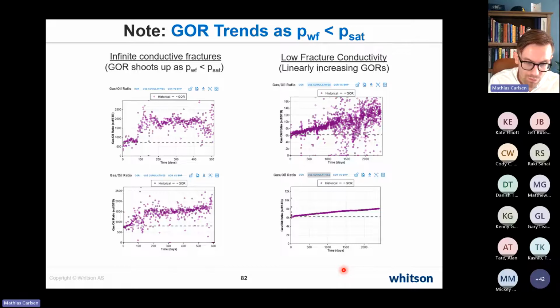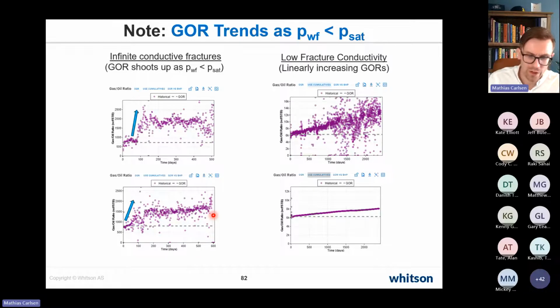If you have GORs that, as soon as you go below the saturation pressure, kind of shoot up like this. Also, you can see it here too, it shoots up to another level. That typically means that there's no pressure drop between the matrix and the wellbore. So then you have basically infinitely conductive fractures. So it's very easy to model this.